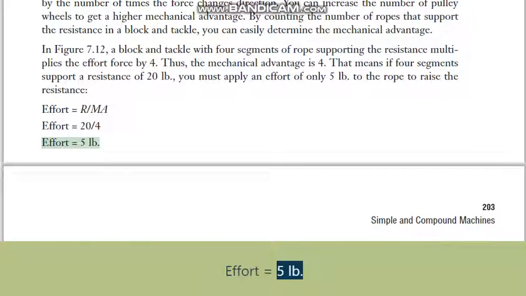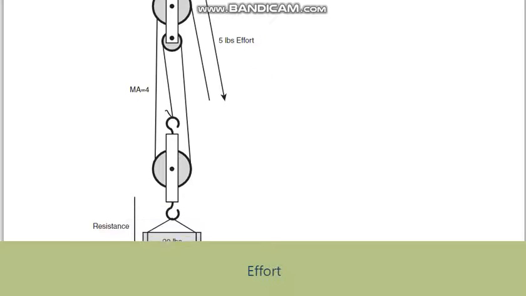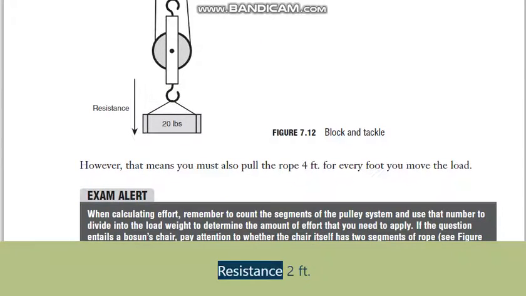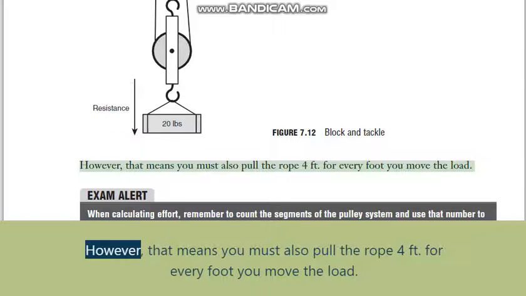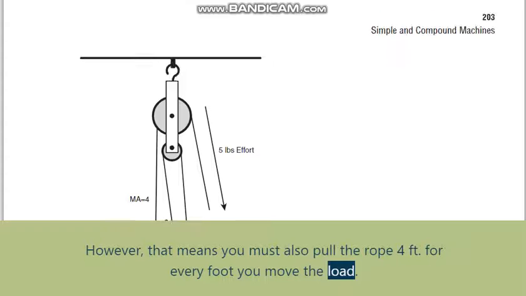Effort equals 5 pounds. Effort 4 feet. Effort. Resistance 2 feet. 10 pounds. However, that means you must also pull the rope 4 feet for every foot you move the load.